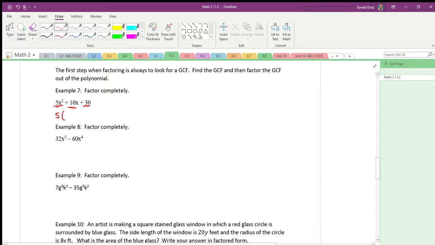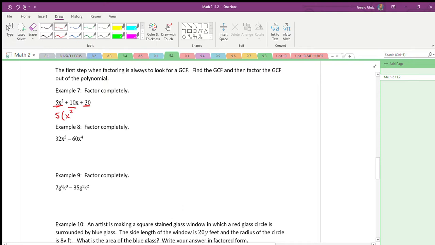So I'm going to factor out a 5. So when I'm factoring this, it's kind of like the reverse distributive property. So I take out 5 from each of these terms, and then I'm going to divide each one by 5. So when I started with 5x squared, I divided this thing by 5, so now I'm just left with x squared.